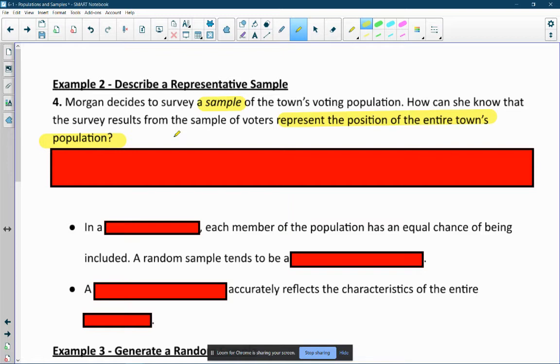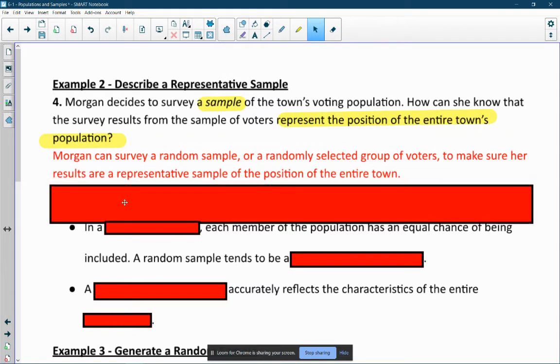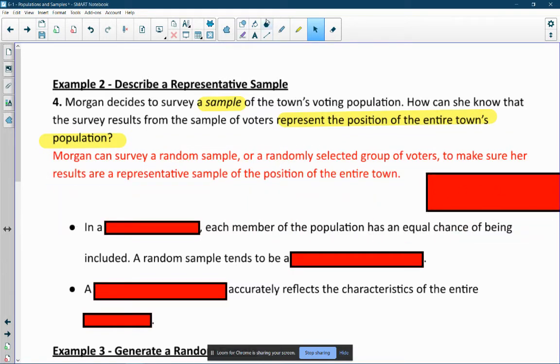That's like me saying, as my class, are your opinions the same opinions that everyone else at Fostoria holds? Are your opinions the same as, say, the high schoolers? And do you speak for what they think? So if I ask you what your favorite song was, would that be indicative of every single student's favorite song? So what Morgan needs to do is take a random sample. So Morgan can survey a random sample, or a randomly selected group of voters, to make sure her results are a representative sample of the position of the entire town.